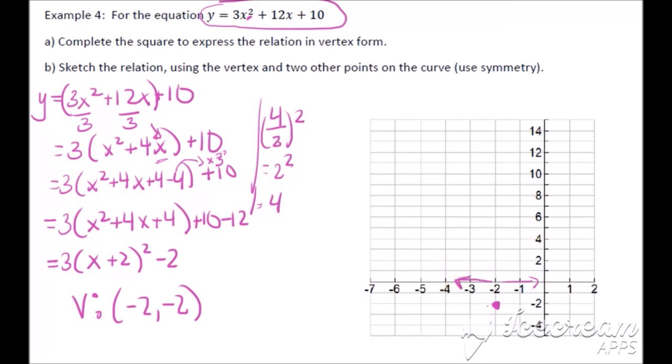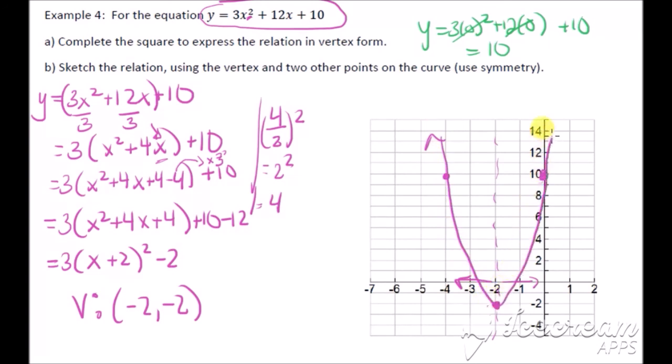Because these are symmetric, we only really have to plug in one of these. So let's go ahead and plug in 0. Y equals 3 times 0 squared plus 12 times 0 plus 10. 0, 0, we get 10. That means negative 4 also lays at 10 because of symmetry. Remember, this is the axis of symmetry. And here is our parabola. Y equals 3x squared plus 12x plus 10.